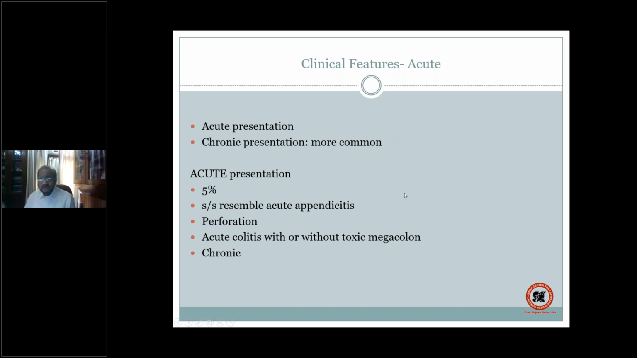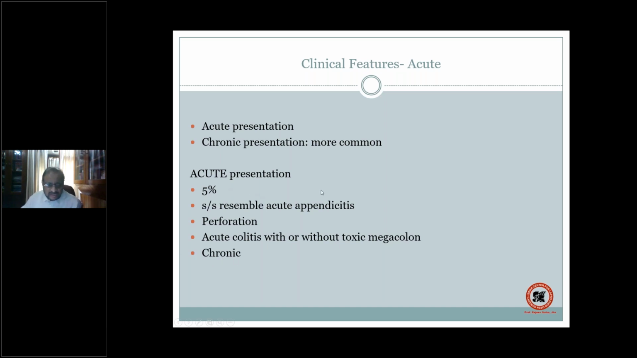The clinical presentation of Crohn's disease can either be acute or chronic. Fortunately, acute presentation is found only in 5%. The remaining 95% is chronic presentation. The acute presentation of 5% resembles acute appendicitis. Exactly resembles acute appendicitis, and often it becomes very, very difficult to differentiate between acute appendicitis and Crohn's disease. And how does it present apart from resembling acute appendicitis? It could be a perforative peritonitis. It could be an acute colitis with or without toxic megacolon, and of course the chronic presentation.